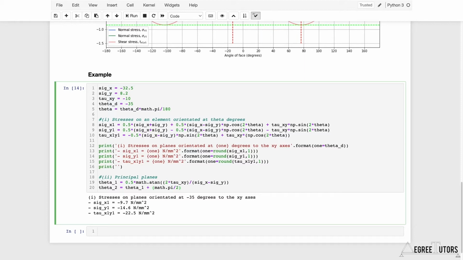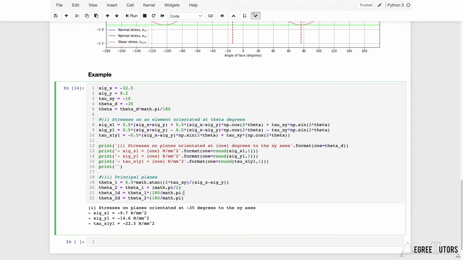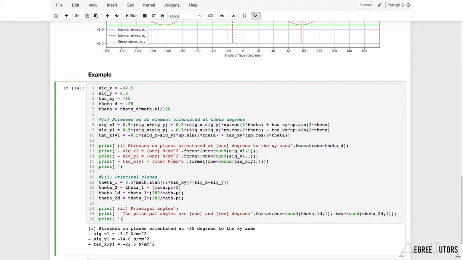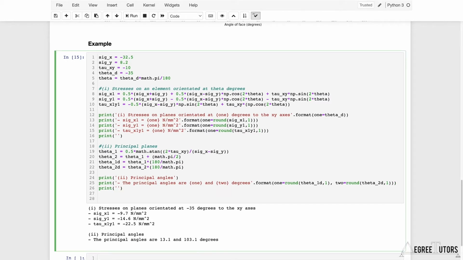All right, and now I just want to get those two angles in degrees. So let me say theta 1d is going to be theta 1 times 180 over pi. So those are both of my principal angles in degrees, right? So let's go and print those guys out. And again, I'll copy in some print statements from my little cheat sheet over here. Right, so we've got principal angles. Principal angles are variable 1 and then variable 2, and then we pass in the values. Let's print that and see what we get. 13.1 and 103.1 degrees. Excellent, exactly what we saw when we did this out by hand.